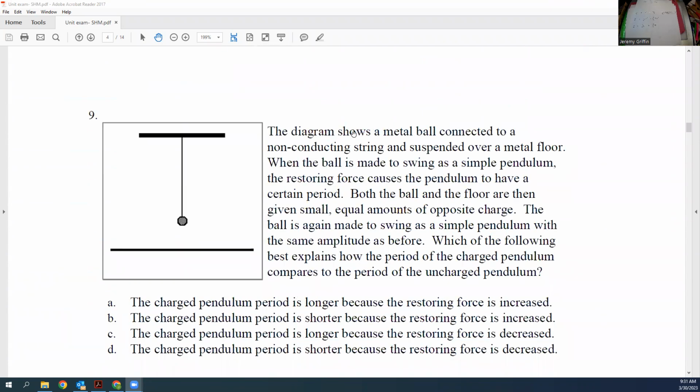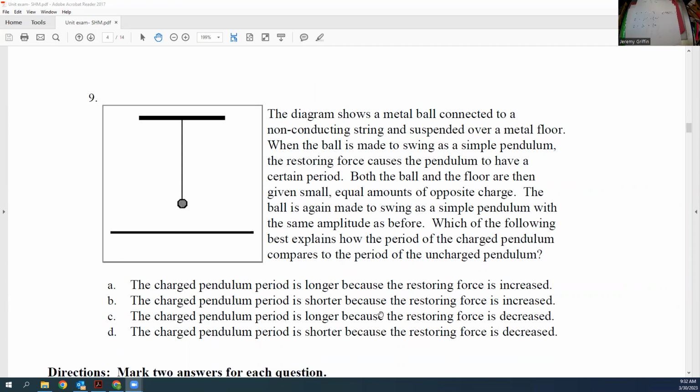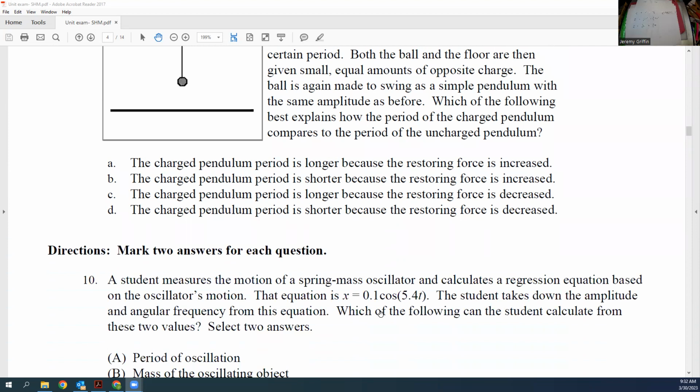Number 9. The diagram shows a ball connected to... This one has to do with putting a charge on and what happens when they put on the charge. They're saying this one is the charged pendulum, where there's some kind of electrostatic pull. The time period would be less because the restoring force is increased. So if you charge these positive, negative, then they'll swing back and forth faster. They cut all that from the AP exam, so let's skip that one.